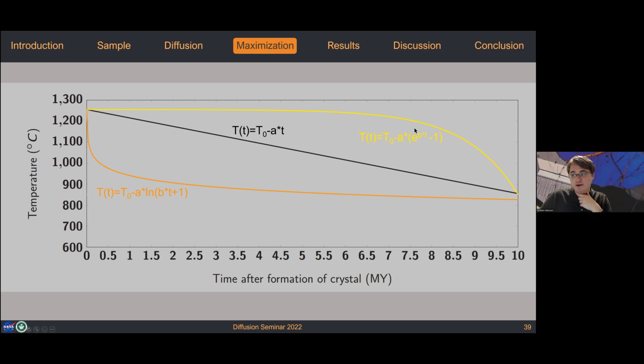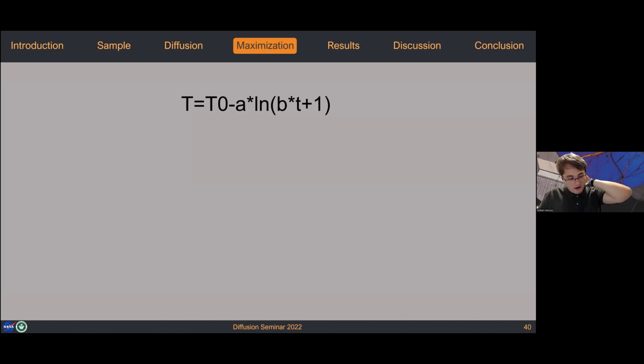So the inverse of this equation, a logarithmic cooling rate, seems more favorable. It quickly quenches to low temperatures and then dwells there where diffusion occurs slowest. This should theoretically maximize our diffusive timescales. So I pared down our set of possible equations to one family of equations, this logarithmic cooling history. You might notice a problem here still, though. This still represents infinite equations.